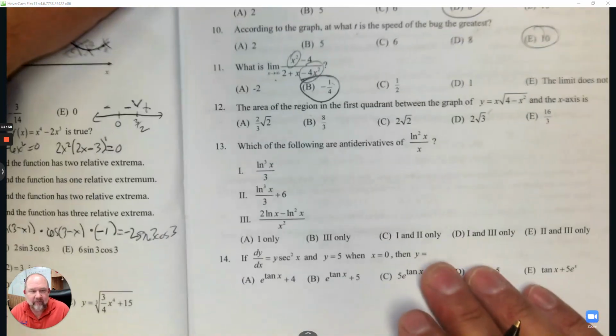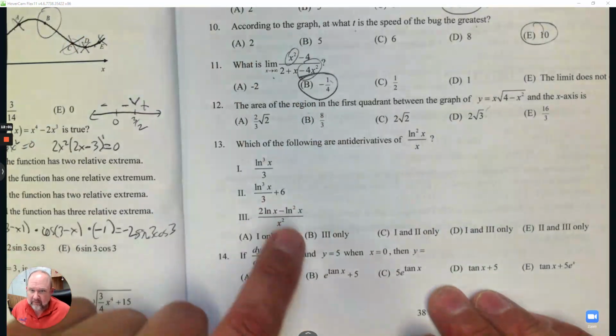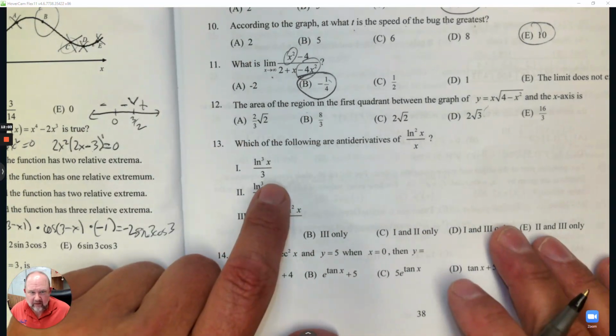Number 13. Maybe we can do this one in the book. So you're going to take a picture of the work you did on the page and the book, put it all in there, and get 100%.